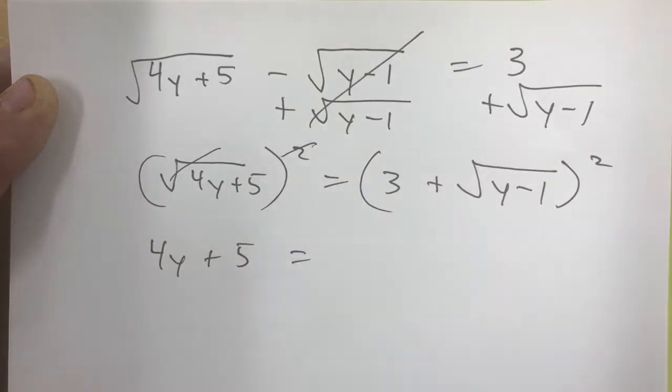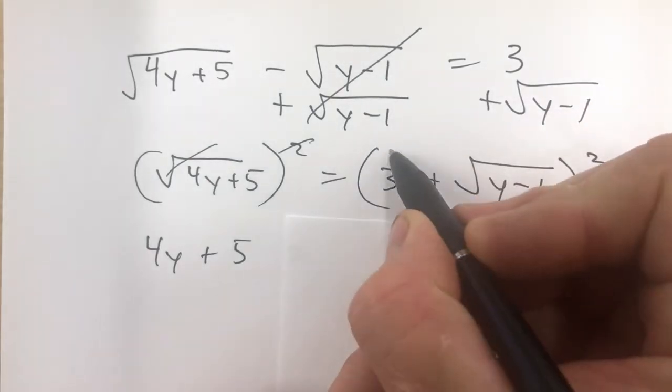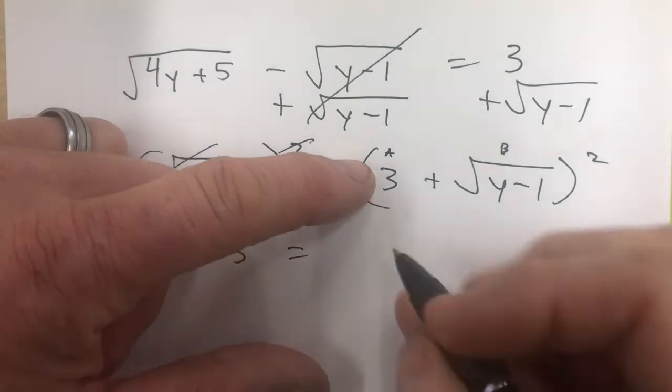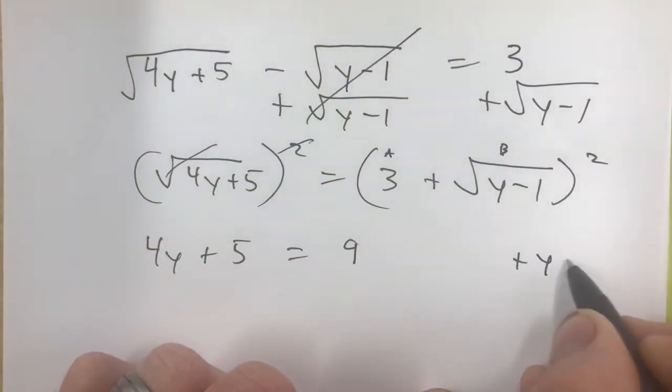When I square this, okay, I'm back to this again. I got an a plus b. Here's my a right here. This is my b. I got to square the a, or square the 3, which is a 9. I got to square this radical, which means I have a plus y minus 1.